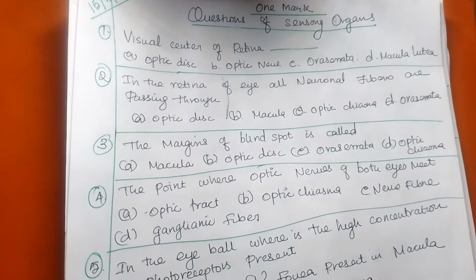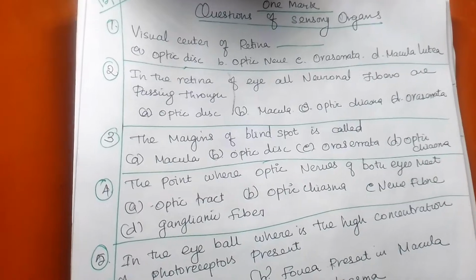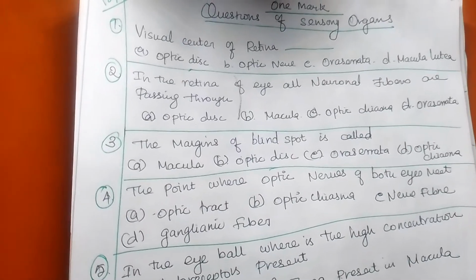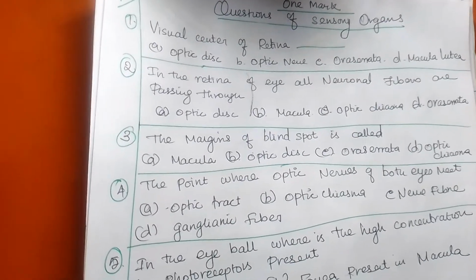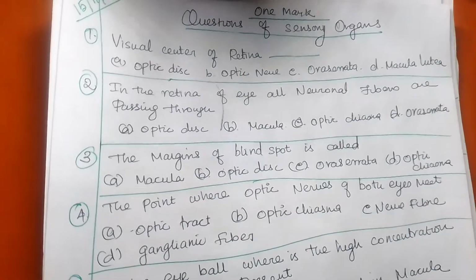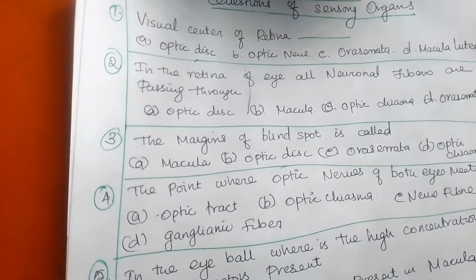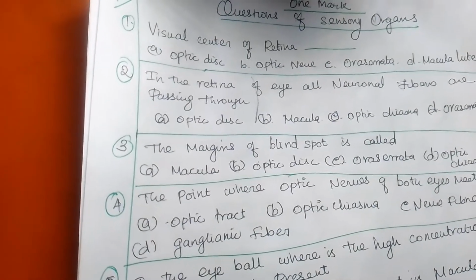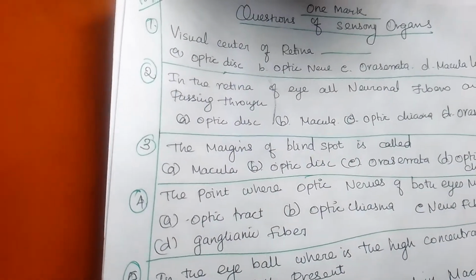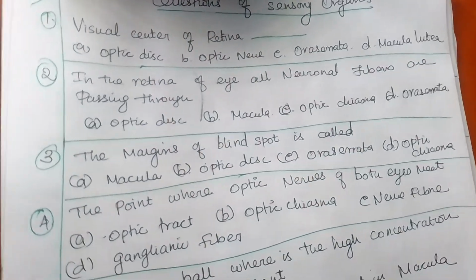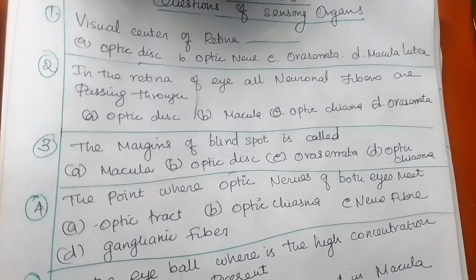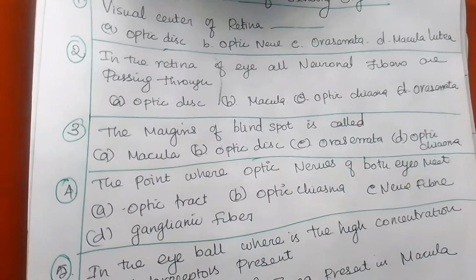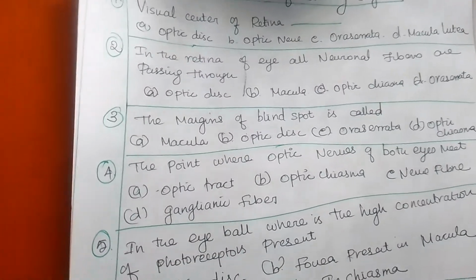The first question is the visual center of the retina. Where is the visual center of the retina? Optic disc, optic nerve, ora serrata, or macula lutea? The answer is the macula lutea. In the retina of the eye, all the neuronal fibers are passing through where? Optic disc, macula, optic chiasma, or ora serrata? The answer is the optic disc. The optic disc is the place where all the fibers are crossing.